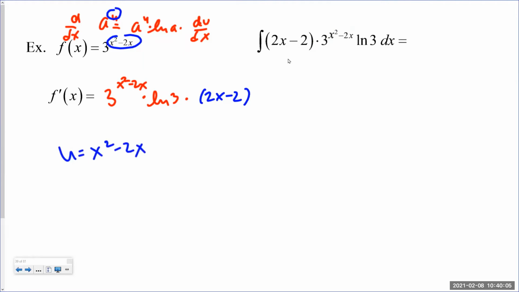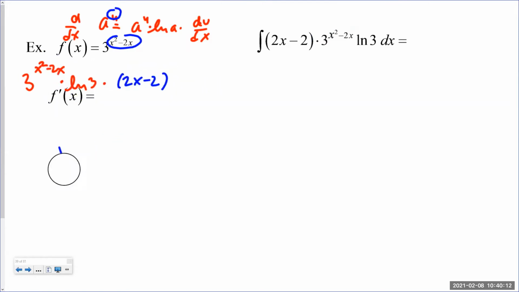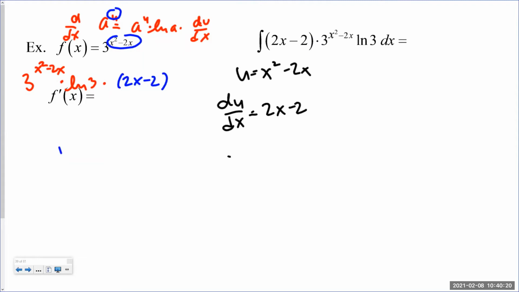Okay, I'm doing this problem. Well, I'm trying to, maybe I should move this. I can't. Okay. So u is equal to x squared minus 2x. What's the derivative of that? 2x minus 2. What's dx going to be equal to? Cross multiply. You guys good so far?